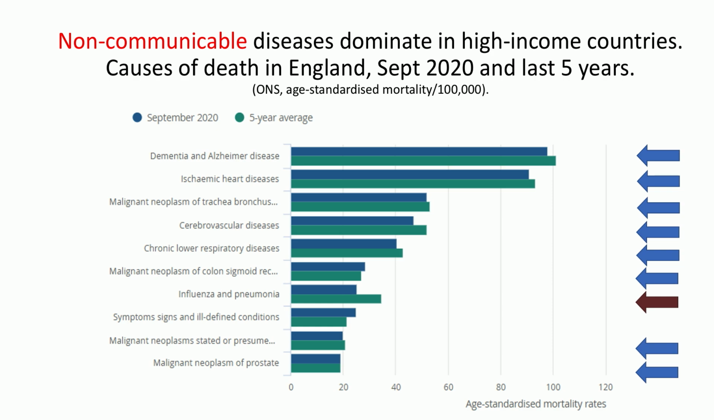And these are just the rates of different diseases that cause mortality in England, and this is recent data, September 2020 and the last 5 years. And in the blue arrows are all the non-communicable diseases. And as you can see, non-communicable diseases are much more important in this high-income setting.